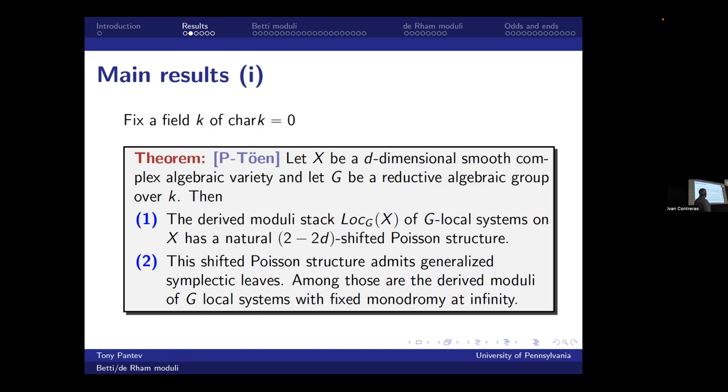The second statement is that this shifted Poisson structure has generalized symplectic leaves. There are many ways to construct them, but among all possible ways, there is one that mimics what happens in the case of surfaces, and it produces interesting results. It says that if you look at G-local systems with appropriately fixed local monodromies at infinity, and I'll explain what that means, then you get symplectic leaves. So this is the statement in the Betti case, and it's completely parallel to the statement for surfaces.